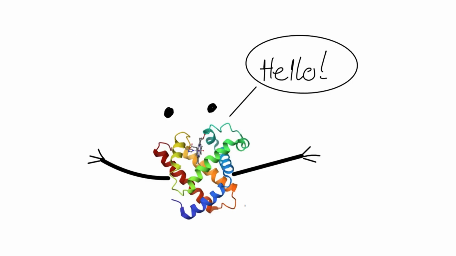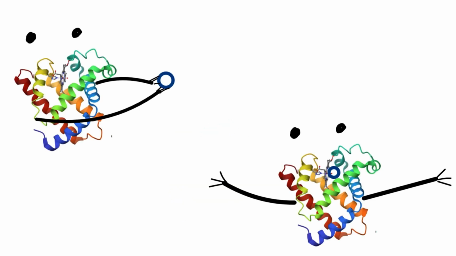Myoglobin is a protein which exists in your muscles, and its primary job is to store oxygen. How it does this is it has a little iron molecule in its center, and it takes oxygen molecules and places them on that iron molecule.